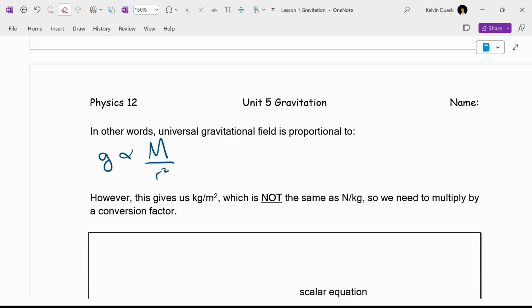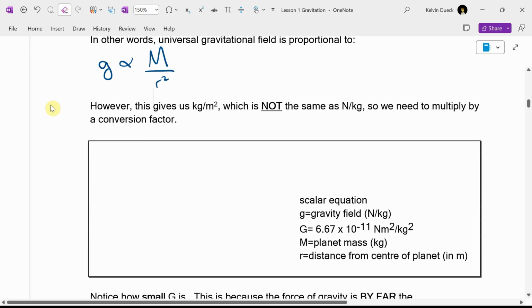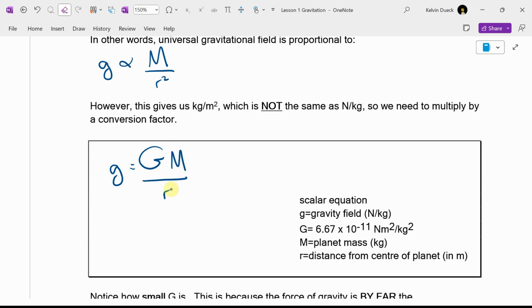So to make the units work, you're going to need to put in a conversion factor. This is what Isaac Newton discovered. He said little g equals, his conversion factor, he used a capital G. He called it the universal gravitational constant, big M over r squared. That will give you an answer in newtons per kilogram.